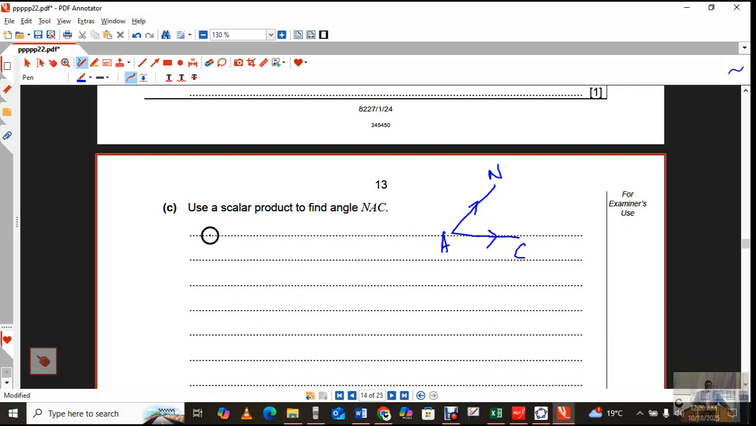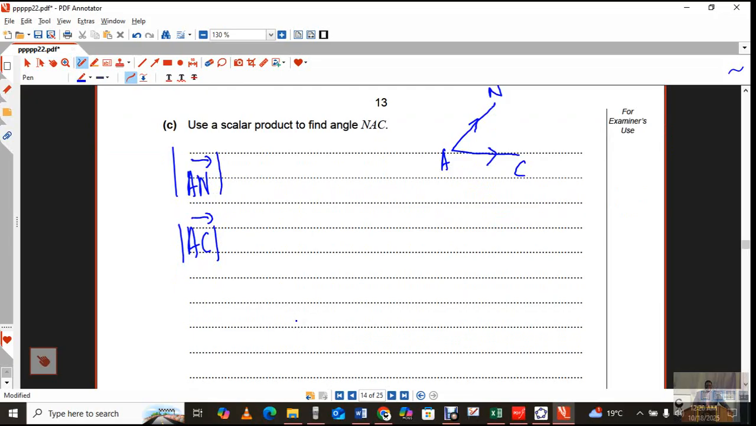Because in order for you to calculate this angle, you will have to do a few things. You need to find the magnitude of AN, and then we have to find the magnitude of AC, okay? And then we have to take the dot product of the two. The dot product of AN and AC. Doesn't really matter, let's just write it in that order. This is everything that we need to do.